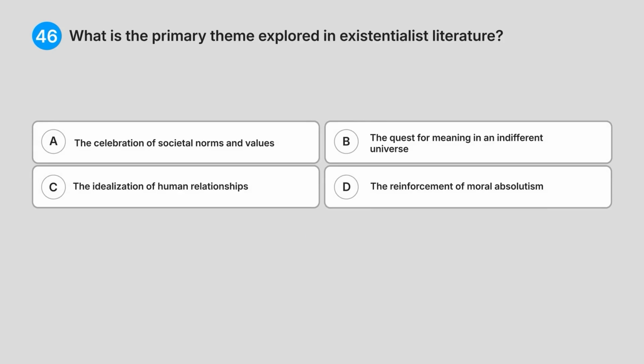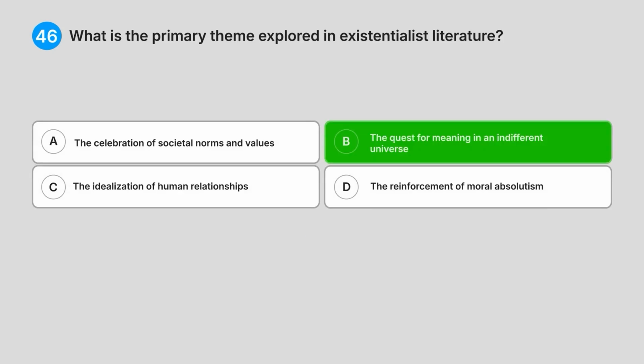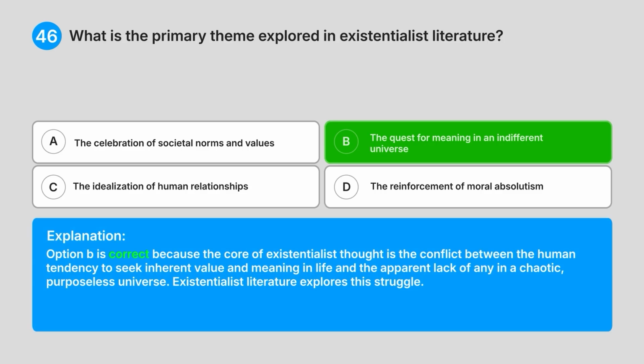Correct answer. B. The quest for meaning in an indifferent universe. Explanation. Option B is correct because the core of existentialist thought is the conflict between the human tendency to seek inherent value and meaning in life and the apparent lack of any in a chaotic, purposeless universe. Existentialist literature explores this struggle.